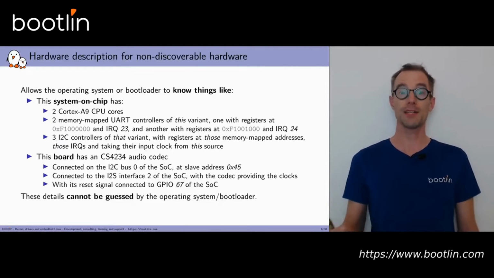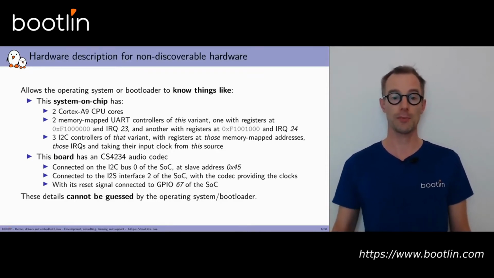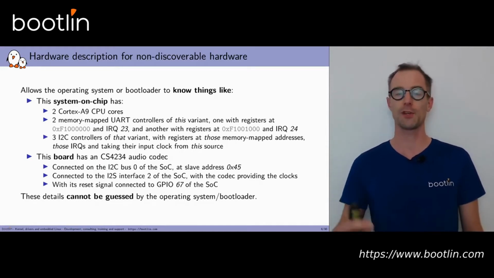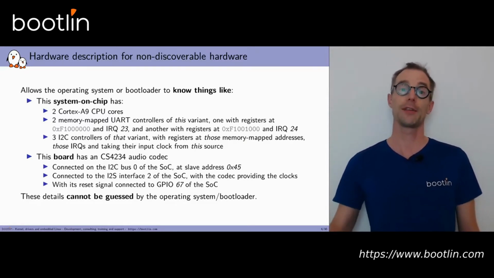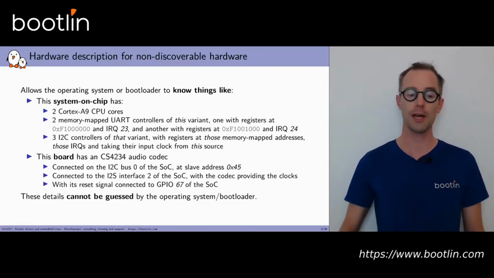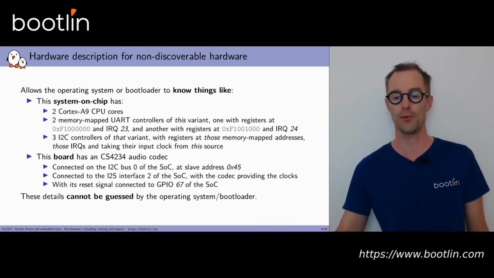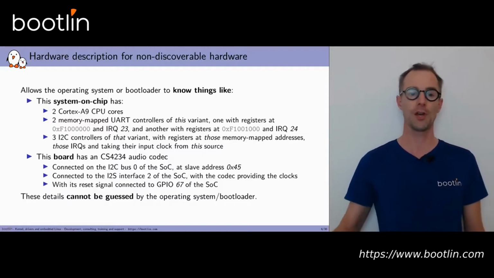The operating system needs to somehow get the details for things like: the system on chip has 2 Cortex-A9 CPU cores, a UART controller of this specific variant with registers at that address and the IRQ line that one, and the other UART controller with this other address for the registers and this other interrupt line. That same system on chip also has maybe 3 I2C controllers of that other variant with registers there, the interrupt line here and the input clock there. All those details the operating system simply cannot guess.